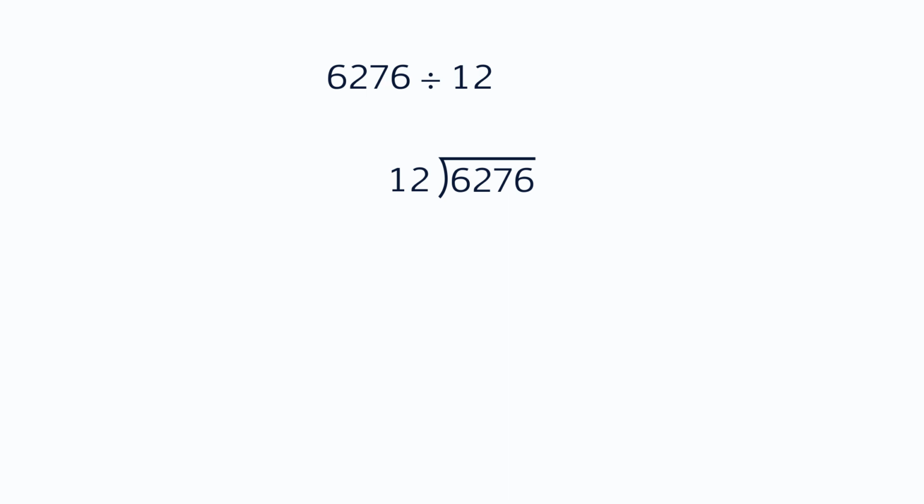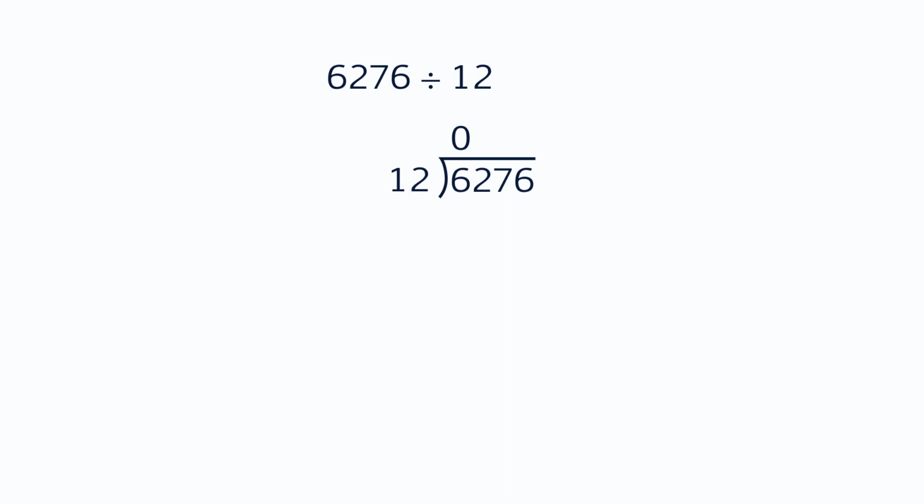Recall that you always start by trying to divide into the digit with the highest place value, which in this case is 6. Start by dividing 12 into 6. How many times does 12 go into 6? Well, the answer to that is 0. There is no whole number you can multiply 12 by to get 6. 0 is the first part of the answer, so you can place it directly above the 6 that you just tried to divide 12 into.